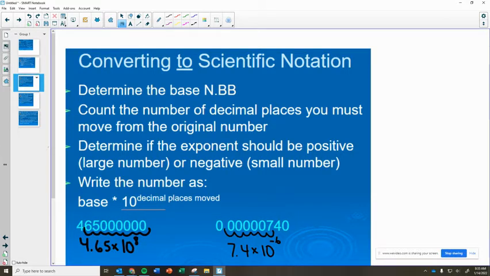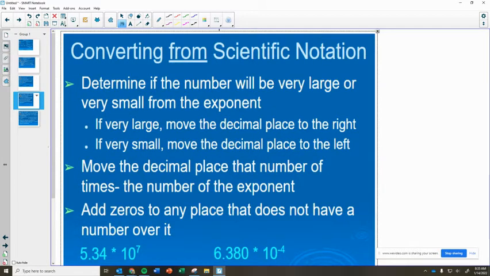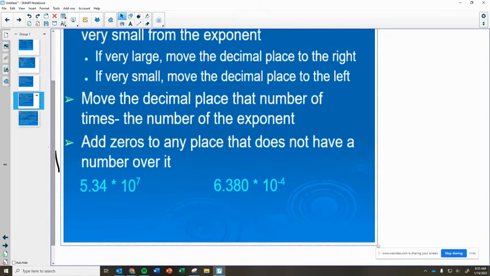Okay. So that's how you convert from standard notation to scientific notation. Let's try to go the other way. Now we're converting from scientific notation. We have a number in scientific notation, and we're going to try to put it in standard notation. The big thing here is the first thing I need to decide is whether that number is going to be really, really big, or really, really small.